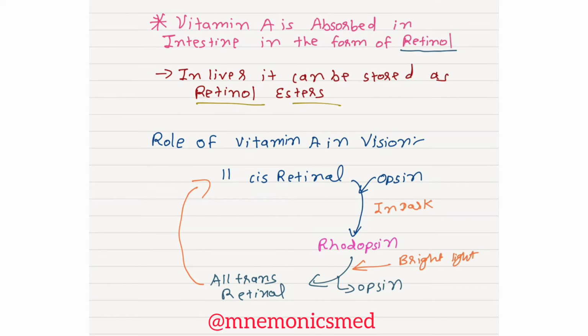Now we will learn about vitamin A absorption. It is absorbed in the intestine in the form of retinol. In the liver, it can be converted into retinol esters. Role of vitamin A in vision: 11-cis retinal is converted into rhodopsin when opsin is added, in the dark. Rhodopsin is converted into all-trans retinal in bright light, opsin is released, and it is reconverted into 11-cis retinal. So you have to remember this much about the role of vitamin A in vision.